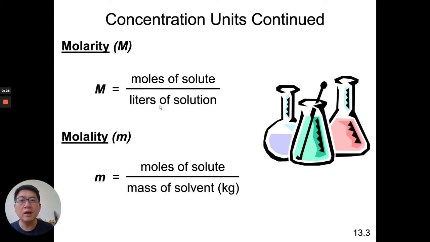Notice there are two big differences. One says liters, the other says kilograms. So one is by volume, the other is by mass. There's another big difference. Molarity uses liters of solution, which is solute plus solvent. Molality is only for the solvent. A solution is solute plus solvent. The solvent is just the solvent. It doesn't include the solute.